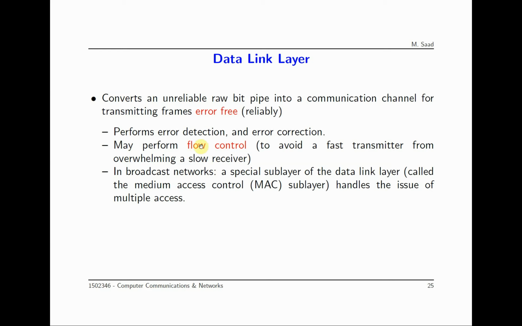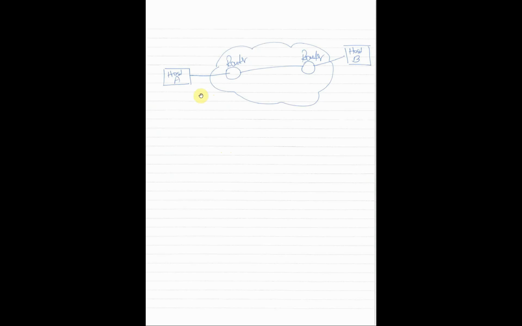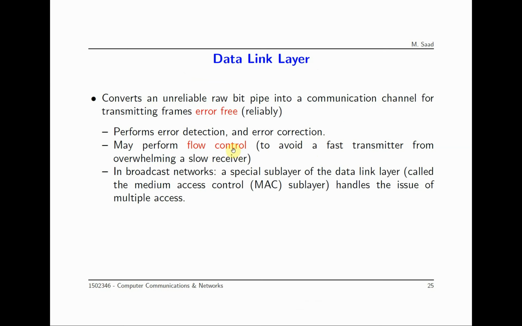Flow control is kind of a speed control. Flow control basically means controlling how fast a machine is sending so that it does not overwhelm the receiver. How fast is this host sending so that the router is not overwhelmed? And how fast is the router sending so that the next router is not overwhelmed, and so on? This is the job of the data link layer, and it is called flow control.